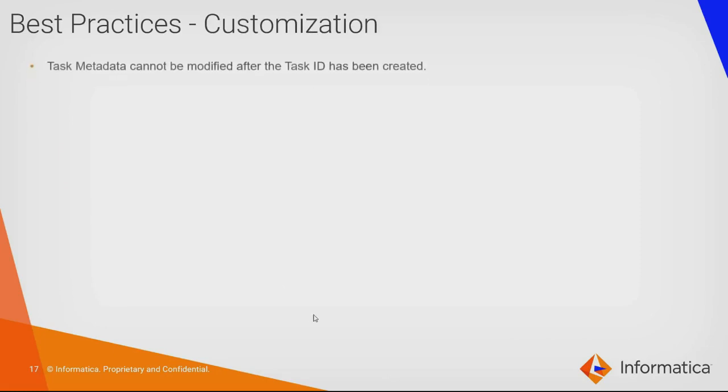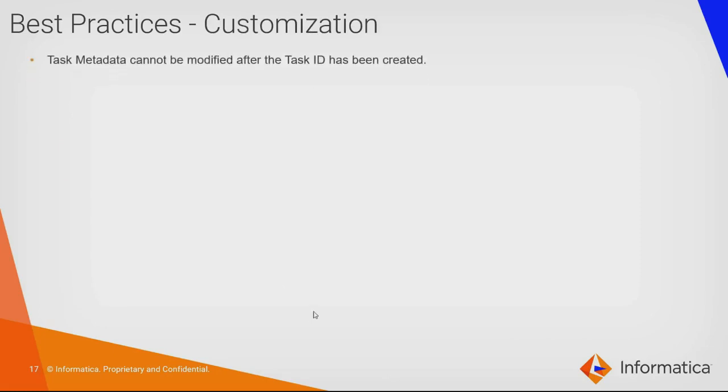In terms of customization, something you need to note if you go ahead with customization is that the task metadata cannot be modified after a task ID has been created. So as long as a task has not been initiated, you can provide or update details to the ActiveVOS process, so that when the task is created or it's in a running state, it provides a different set of activities. But after it has been created, you cannot modify the metadata of the task.